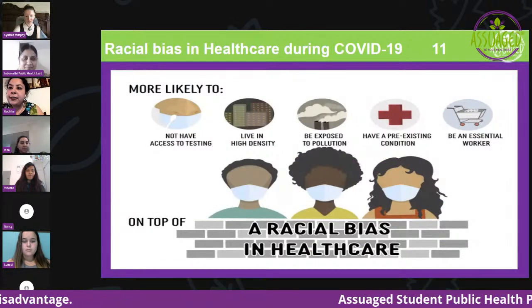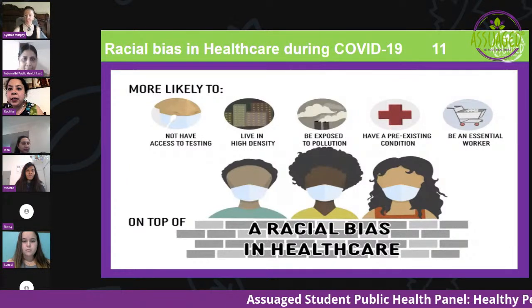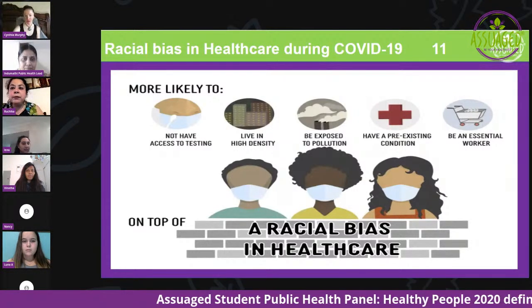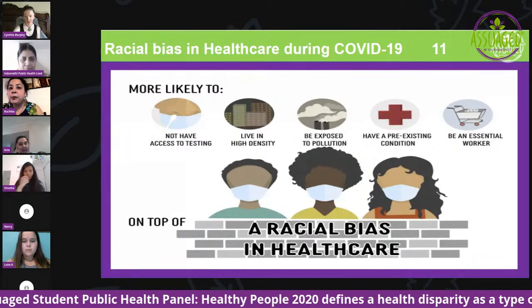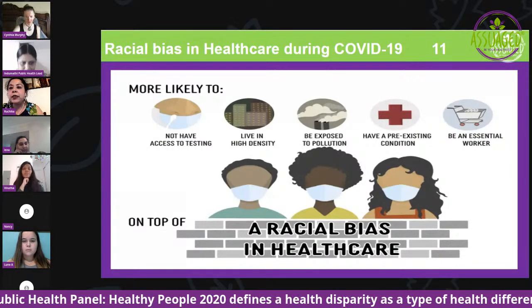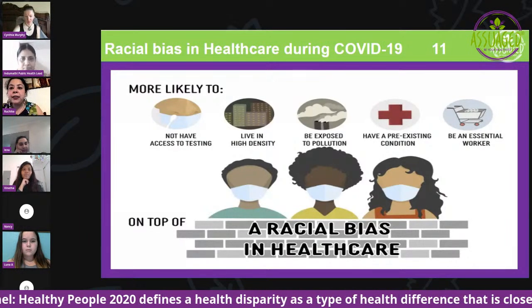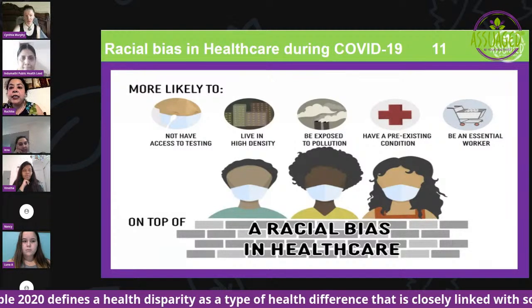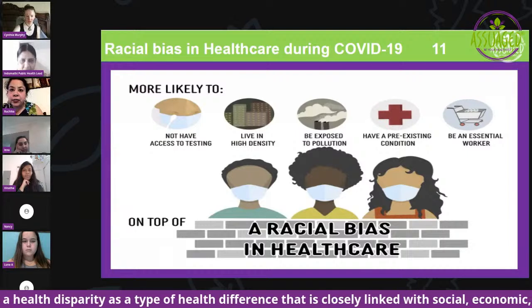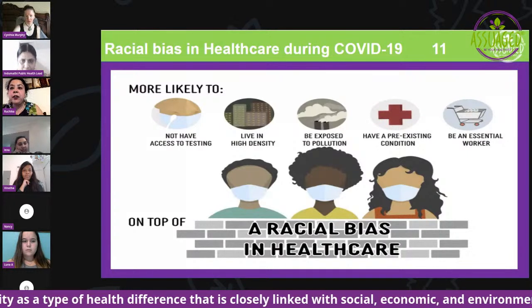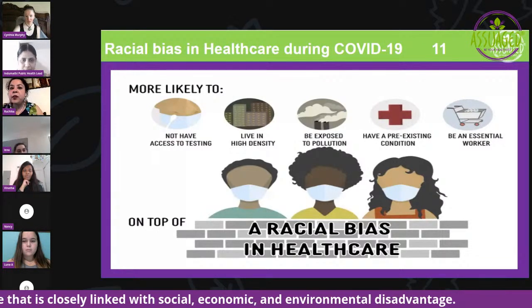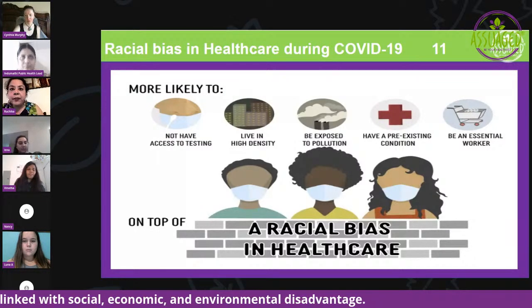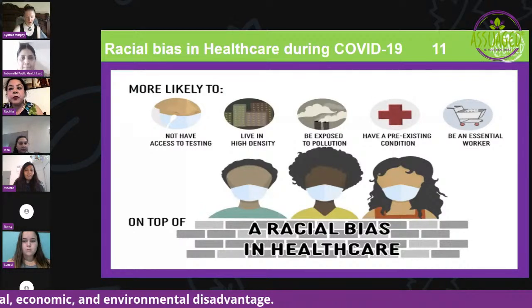So, racial bias in healthcare during COVID-19. They are more likely to be affected because they are not having access to testing. Since we were discussing that they don't have health insurance, that is why they don't have access to testing. Then they live in high density areas where the population is more, and they're living in closed communities, and the infection rate is higher there because they're interacting more with their fellow people there. Then they are exposed to pollution.